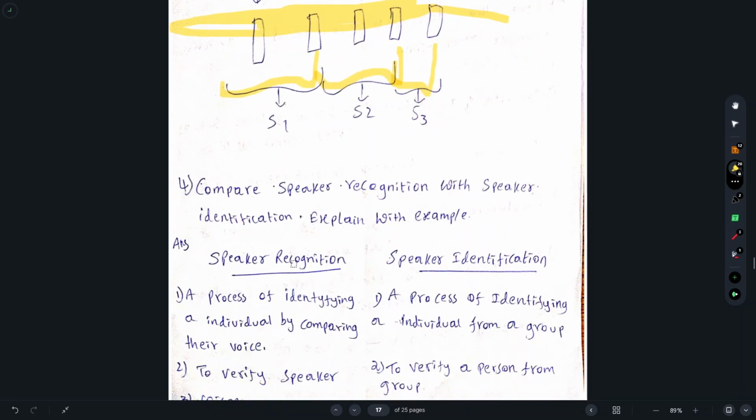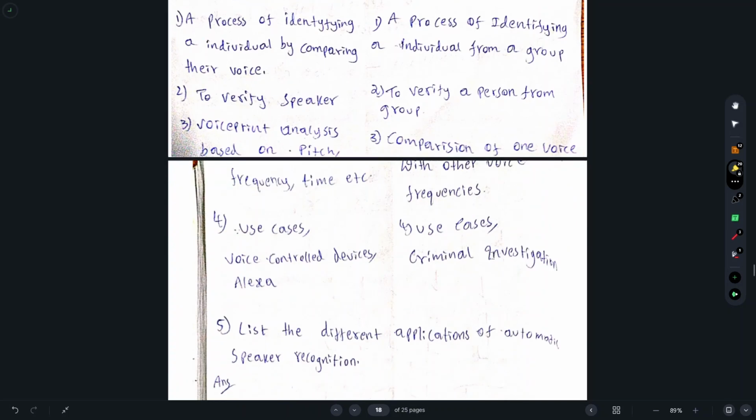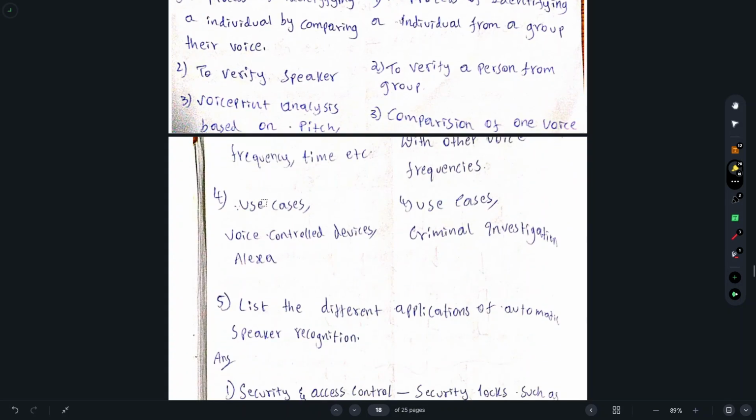So compare speaker recognition with speaker identification. Explain with example. Speaker recognition is a process used for security purposes, whereas speaker identification is recognizing a person from a group. This one is to verify a speaker with the help of a known phrase, and this one is verifying a speaker within a group of people, like verifying a voice against the other voices, the other frequencies. Use cases of speaker verification are voice control devices like Alexa, and speaker identification is used in criminal investigation.